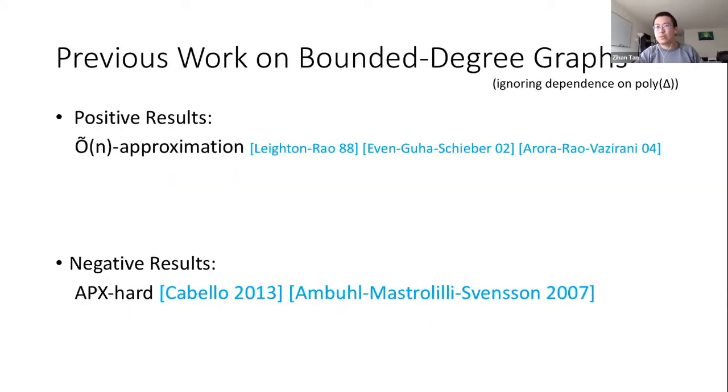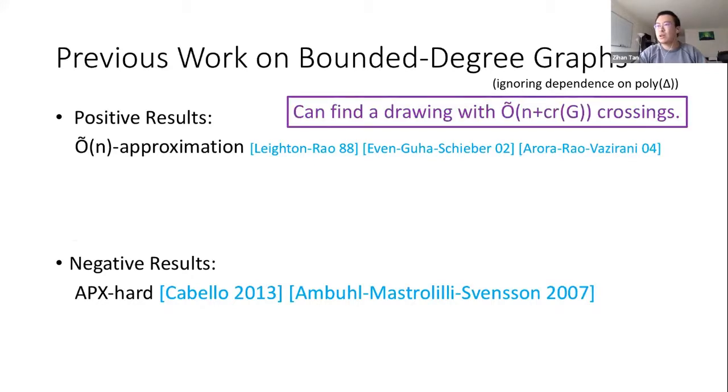So what is previously known on bounded degree graphs? I should note that in this slide, when I'm presenting an approximation ratio, I'm ignoring the dependence on the max degree of the graph, which is bounded by a constant. The first algorithm came from the famous paper by Leighton and Rao on multicommodity flow and sparsest cut. They show that they can compute a drawing with n plus crG crossings, which translates into an O(n) approximation.